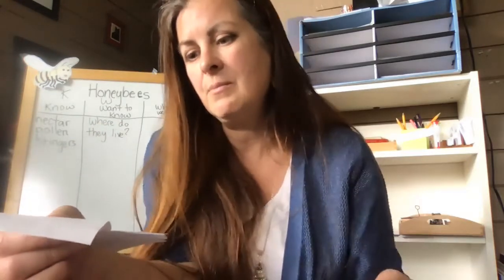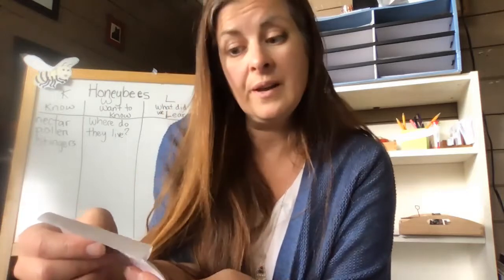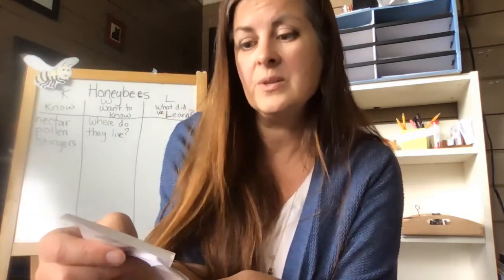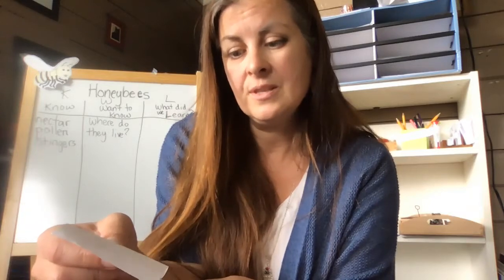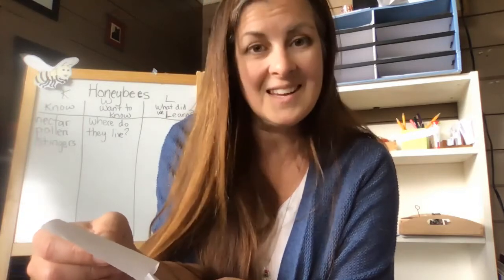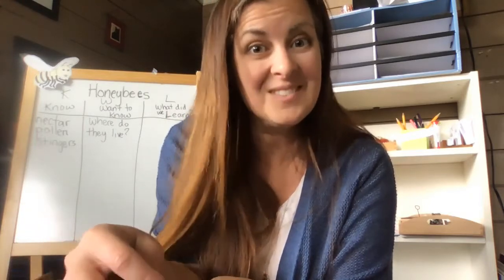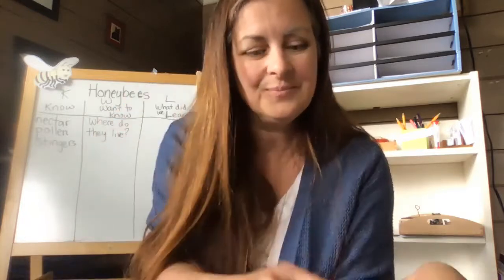So it's the kingdom Animalia, the phylum is Arthropoda, the class is Insecta, the order is Hymenoptera, the family is Apidae, the genus is Apis, the species is Mellifera, and the variety is honeybee. That's pretty specific. So this is kind of cool.